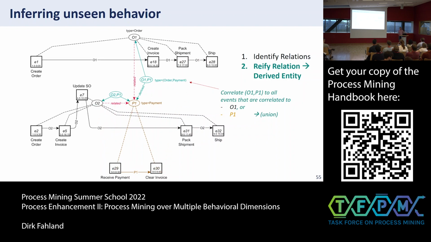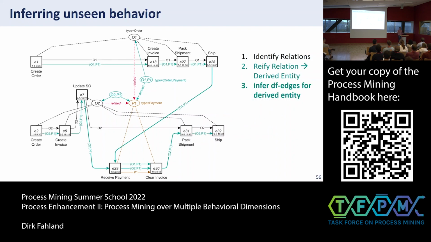Can do the same for O2, P1. Then I derive, again, the directly follows edges for this derived entity. This is what I get. Some edges I've already seen before, right? These are, for example, here from E1 to E18. They're not interesting. But this one is new. This one says, shipment in O1 happened before receiving the payment in E29. Also, packing shipment, E31, only happened after the invoice was cleared. And also that the payment here was received after updating the supplier order.